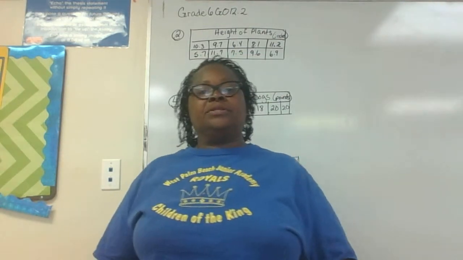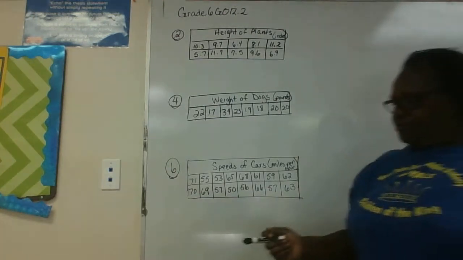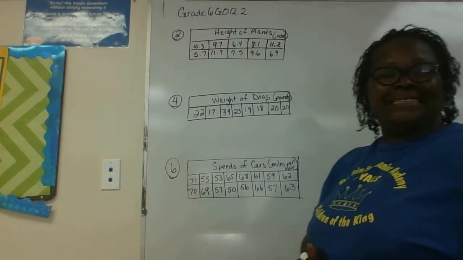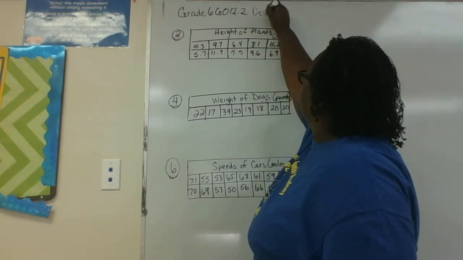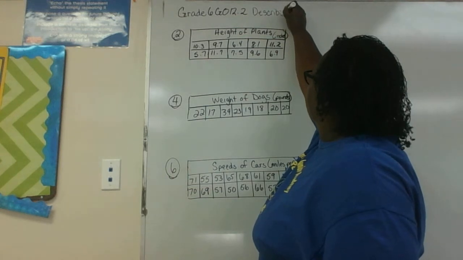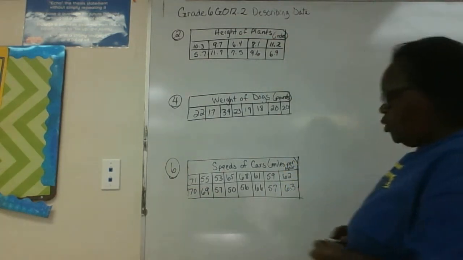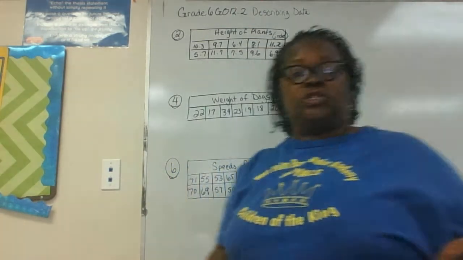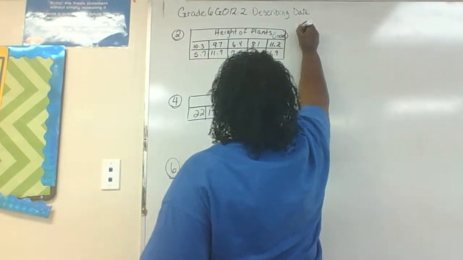Okay, we're going to look at grade 6, Go 12.2, where we're looking at how we would describe our data collection. Okay, so we are describing data. Now, when we are describing data, there are a couple of key questions we ask ourselves. We ask ourselves, what is the attribute?